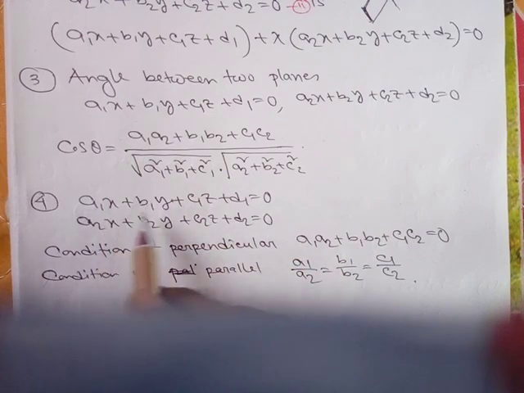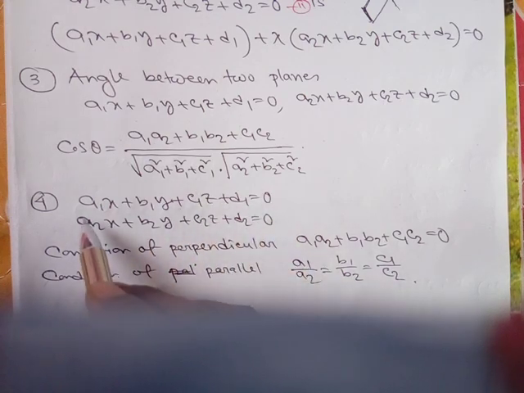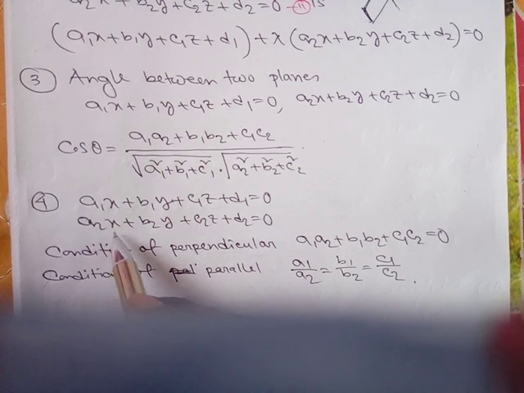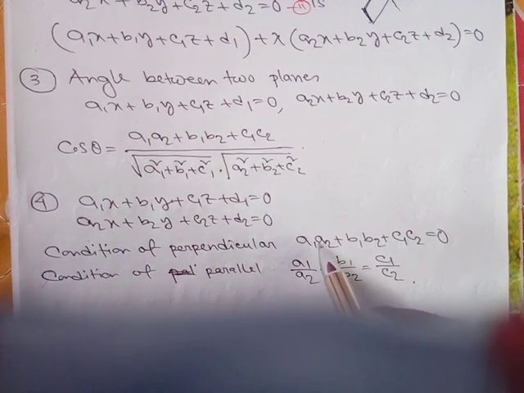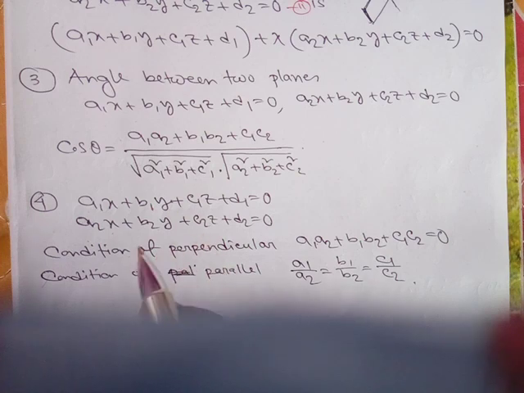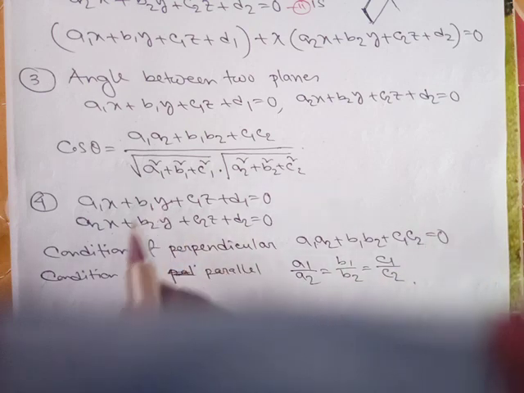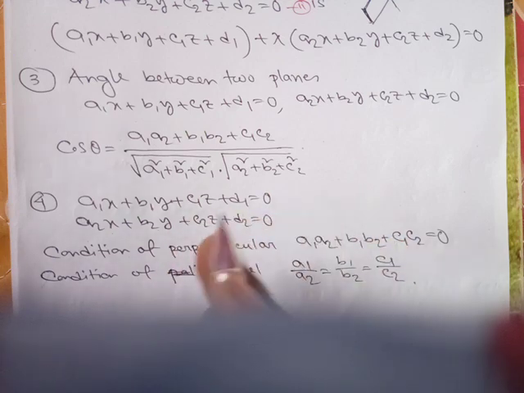Next, number 4, for the same two equations: the condition of perpendicularity. What is the condition for these two planes to be perpendicular? The coefficient of x is a1 here and a2 there, so a1 into a2 plus b1 into b2 plus c1 into c2 equals 0. If the sum of the products of the direction ratios of two planes equals 0, then definitely these two planes are perpendicular. Remember one thing: two planes are perpendicular means the normals of the two planes are perpendicular.